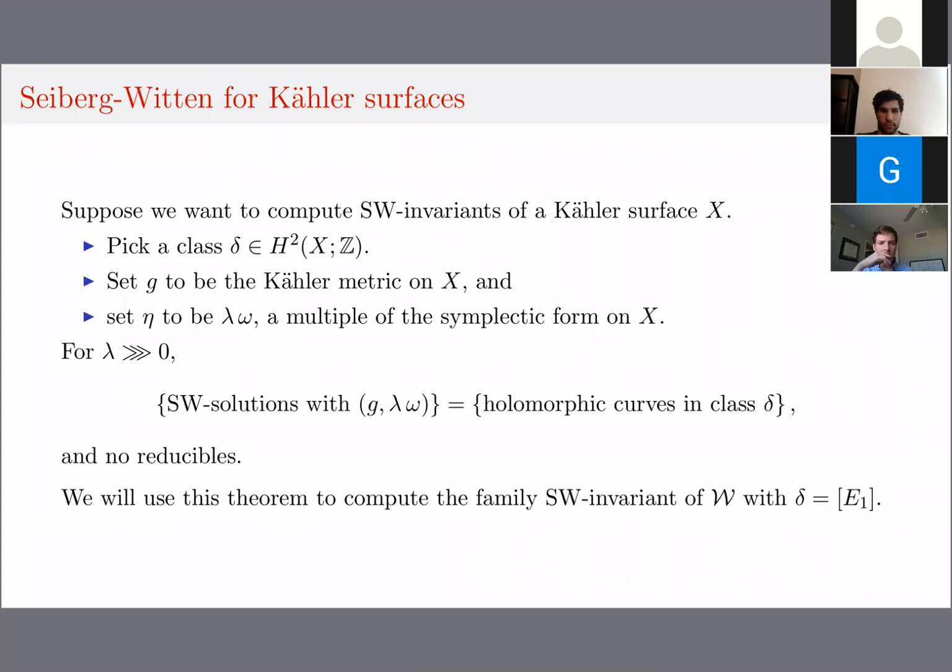Okay, so we introduced family invariance to do some computations with W, and fibers of W are Kähler surfaces. And now we will need another theorem, some characterization of Seiberg-Witten invariance for Kähler surfaces. So suppose we have a Kähler surface and pick some spin structure, some cohomology class. We also need to pick some Riemannian metric, and we take the Kähler metric. And for the perturbation, we will take a large multiple of the symplectic form. And then if the multiple is large enough, then Seiberg-Witten solutions up to gauge are in one-to-one correspondence with holomorphic curves in class delta. So it's easy to solve the Seiberg-Witten equation on Kähler surfaces.